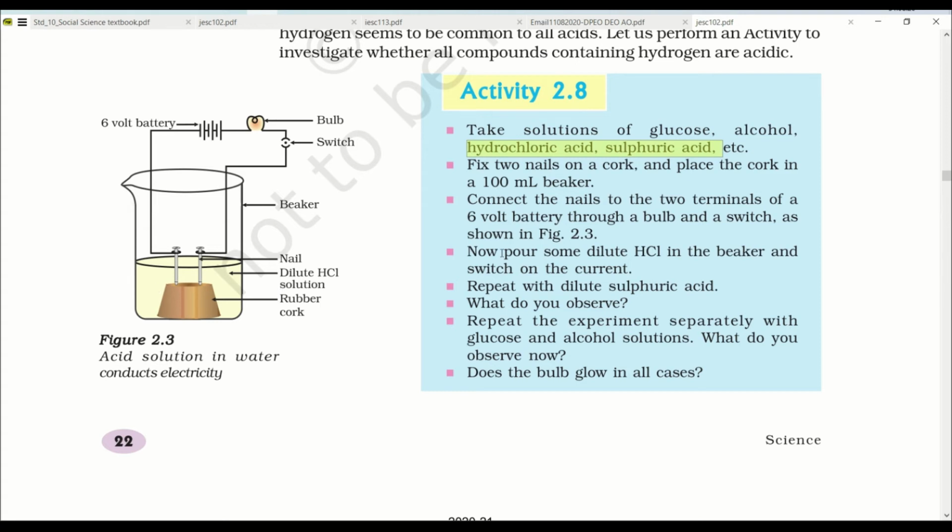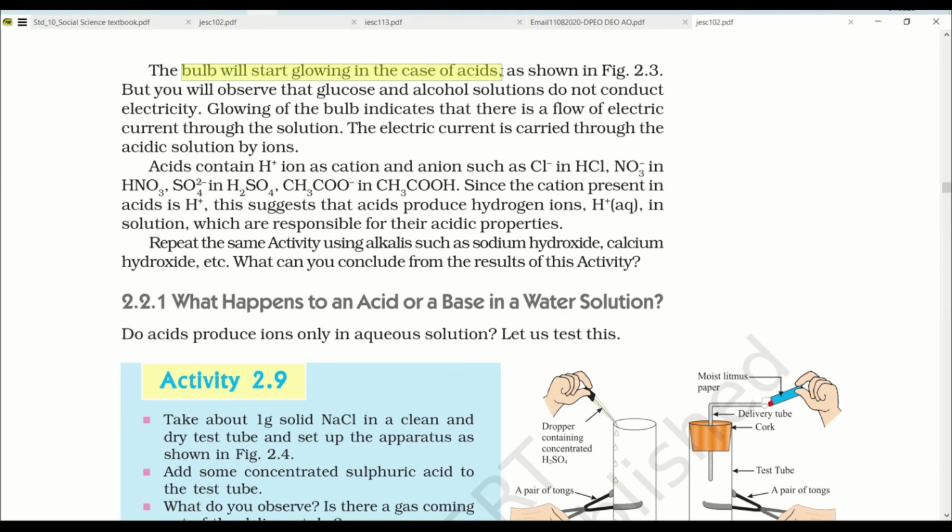Now pour some dilute hydrochloric acid in the beaker and switch on the current. Repeat with dilute sulfuric acid. What do you observe? Repeat the experiment separately with glucose and alcohol solution. What do you observe now? Does the bulb glow in all the cases? The bulb will start glowing in the case of acids.